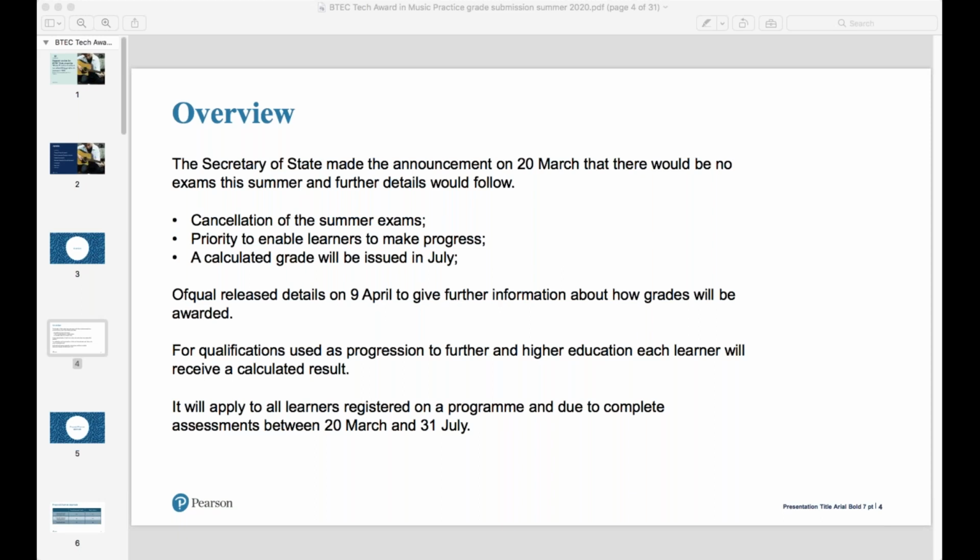So on the 9th of April, further information was given about how the grades will be awarded. For vocational qualifications that are used for progression, a learner will receive a calculated result similar to that for GCSE and A-level candidates. The extraordinary regulatory framework will apply to components that were due to be completed between the 20th of March and the 31st of July.